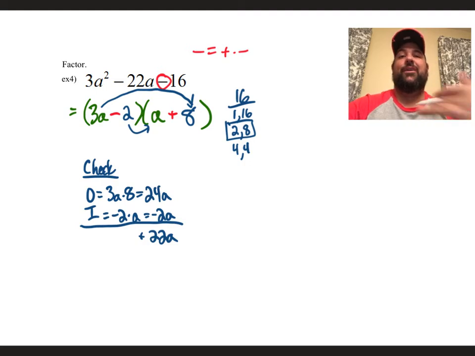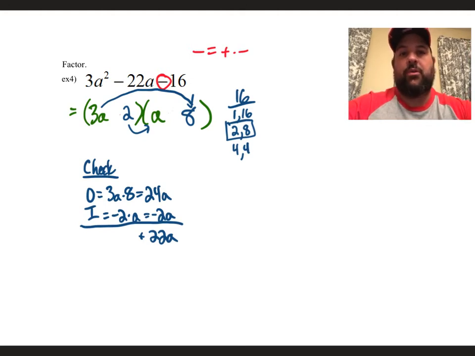So the question is, how do I fix that? I switch the signs in this case. I'm going to get rid of this minus sign here and this plus sign, and I'm going to switch them. I'm going to put the plus sign first and then the minus sign, because now it becomes 3a times negative 8, which is negative 24a, and positive 2 times a, which is positive 2a.